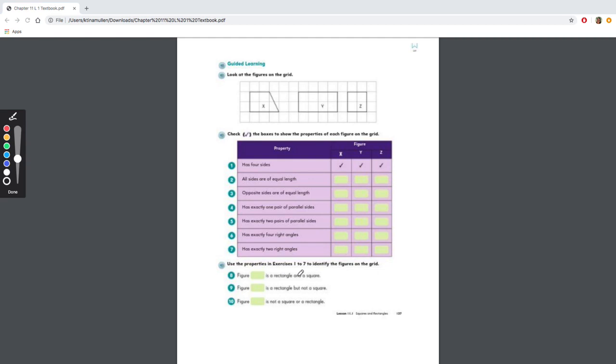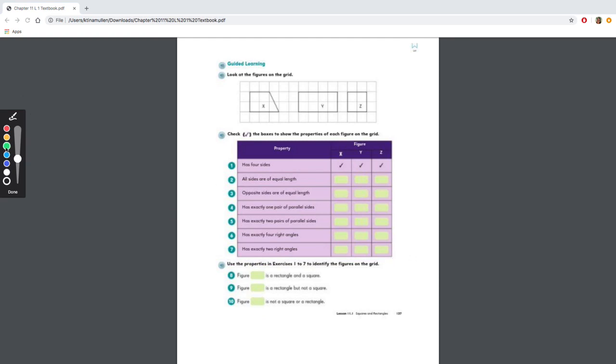Figure blank is a rectangle and a square. So just looking at these, I can tell that figure Z is a rectangle and it's a square. Figure blank is a rectangle but not a square. Figure Y is a rectangle but not a square. Figure blank is not a square or a rectangle. That would be figure X.